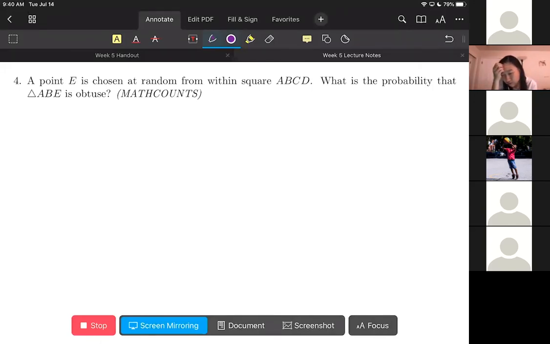Go ahead, does someone have a question? Okay, so just an example, right? This would be an acute triangle because all the angles are less than 90 degrees. But this would be an obtuse triangle because this angle is greater than 90 degrees. So let's draw out this question, right? We have a square ABCD.